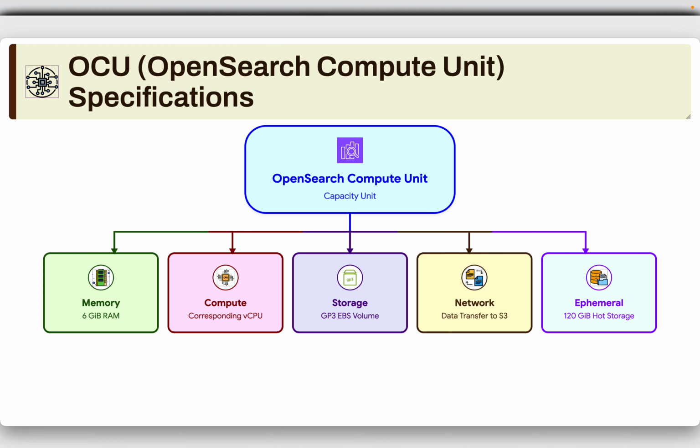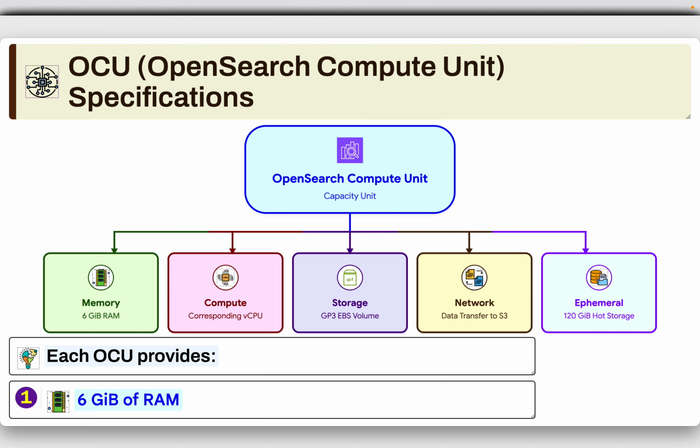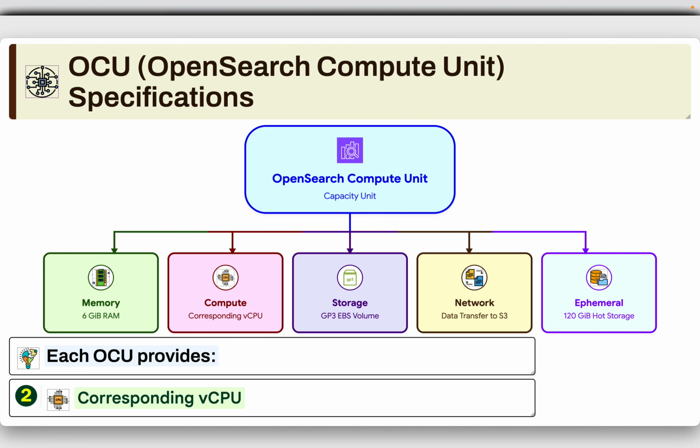The diagram shows 5 components of an OpenSearch compute unit: memory, compute, storage, network, and ephemeral storage. Each one OCU, OpenSearch compute unit, provides 6 GB of RAM. Each OCU provides corresponding virtual CPU for compute power. Each OCU provides GP3 storage for persistent data. Each OCU includes data transfer to S3 for storage operations. And each OCU provides 120 GB of hot ephemeral storage for temporary data and caching.